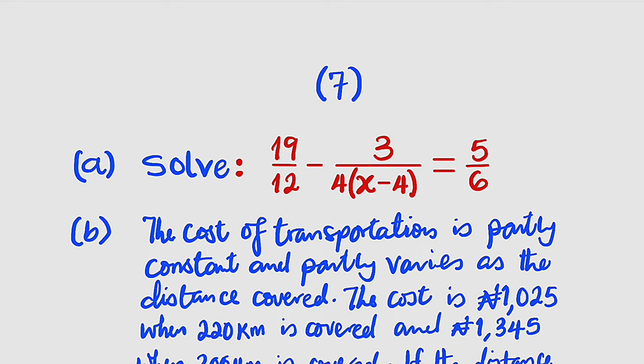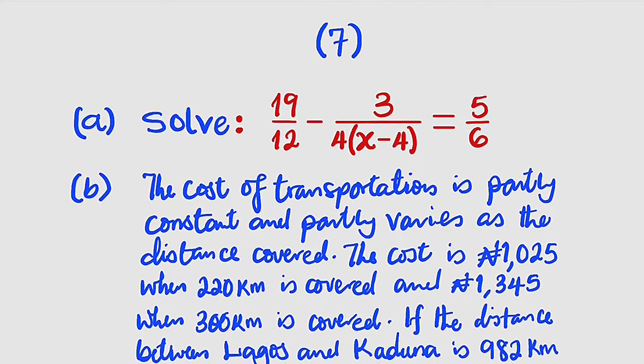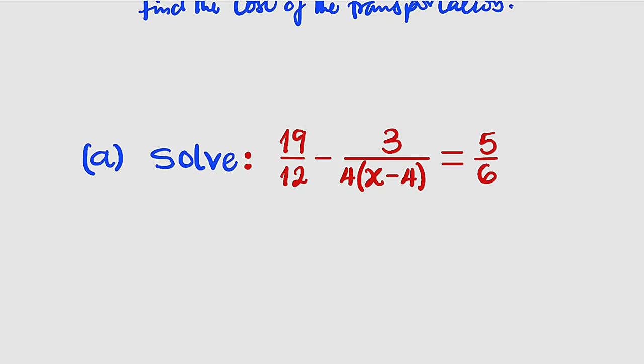Here is question number 7. Question number 7 comprises A and B parts. So let's start with the A part. We are asked to solve the equation 19 divided by 12 minus 3 divided by 4 multiplied by (x minus 4) equal to 5 divided by 6.